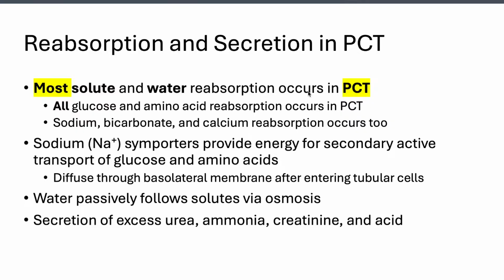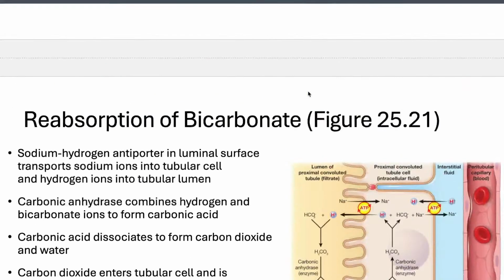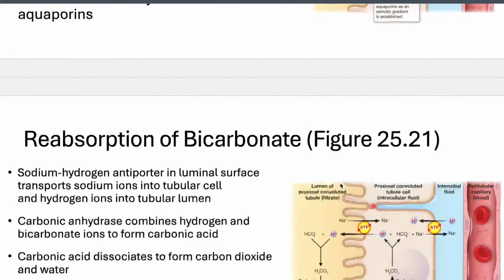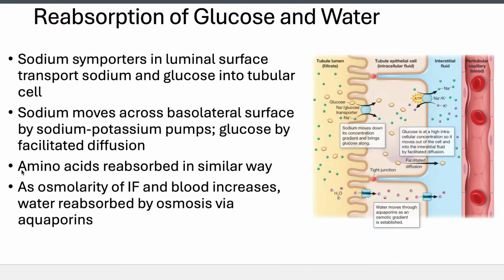Most solute and water reabsorption occurs in the proximal convoluted tubule. All glucose and amino acid reabsorption occurs in the proximal convoluted tubule. All right, so sodium, bicarbonate, and calcium reabsorption occurs here too. Sodium symporters provide energy for secondary active transport of glucose and amino acids. So this is just what we were talking about here. Symporters allow for sodium and glucose, and amino acids, because here it says amino acids are reabsorbed in a similar way. That's all we're saying.